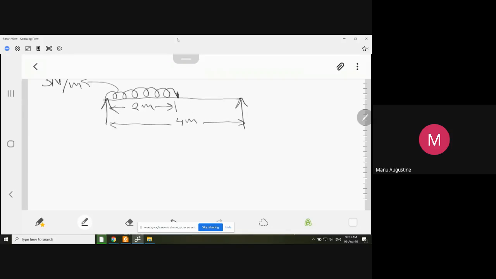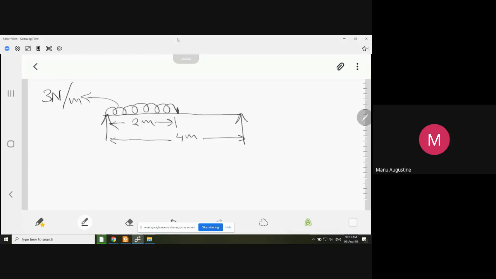Now I want to convert this UDL into a point load. Now you might be wondering, why do this? In order to simplify your problem and in order to use some sensible mathematics. So we have to do this in many numerical problems, to convert a UDL into a point load.